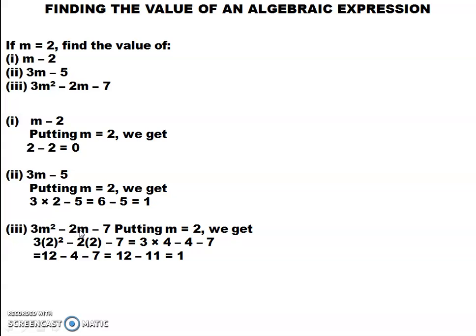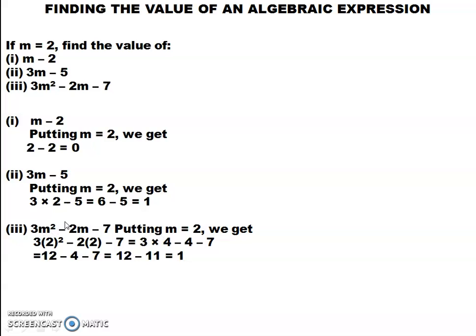Now, what's the value of 2m? 2m is 2 into 2. 7 is a constant. It doesn't have m. So, let it be there. Now, 3 into 2 into 2. 3 into 2, 6. 6 into 2, 12. Now, 2 into 2, 4, and 7. Now, 12 minus 4, 8. 8 minus 7, 1.